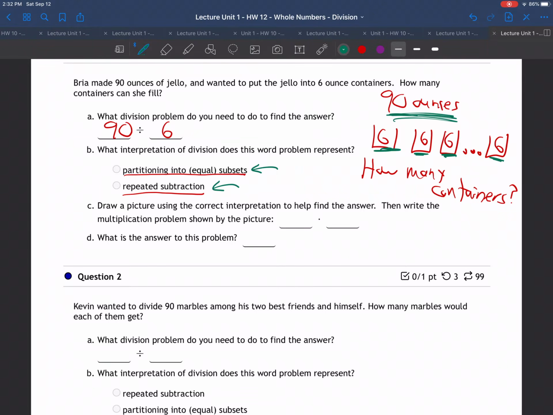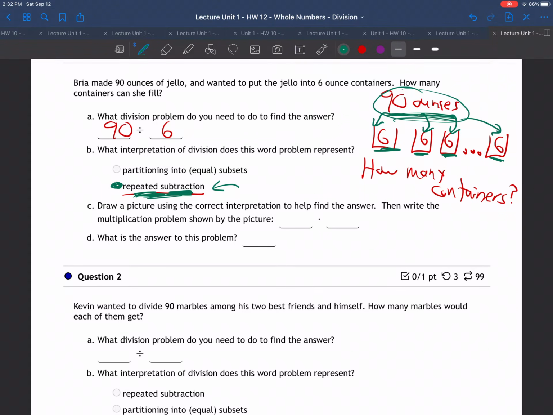Let me ask you this. When you start with that 90 ounces, what's the first thing you're going to do? Pour 6 ounces into that container. What did you just do? Repeated subtraction. Then you're going to pour 6 ounces here and then pour 6 ounces there, etc. Pouring 6 ounces. You're repeatedly subtracting. That's the main thing we're doing on this one, is repeated subtraction. We're repeatedly taking away 6 ounces from the original 90.